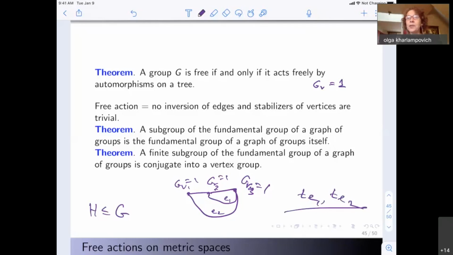For example, from here we can get the Kurosh subgroup theorem, right? So what is a subgroup of a free product? If we have a free product, what is it? A free product corresponds to this graph, right? To a tree. So the free product is GV1, GV2.